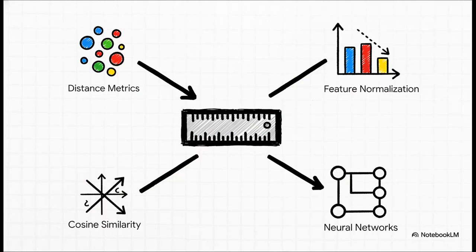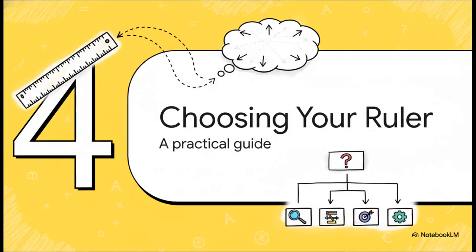And honestly, the applications are just everywhere you look in AI. Norms are the absolute backbone of how we calculate distance for things like k-means clustering. They're used to get all your data on the same scale. That's called feature normalization. They're critical for recommendation engines that use cosine similarity. And in the world of neural networks, oh man, they're used for everything. Stabilizing training, preventing gradients from exploding, even in defending against adversarial attacks. They're just fundamental.